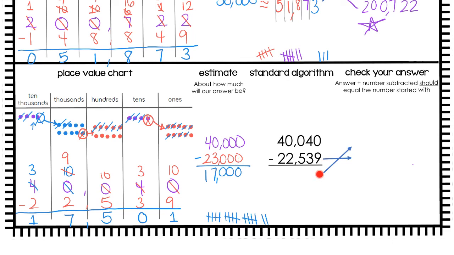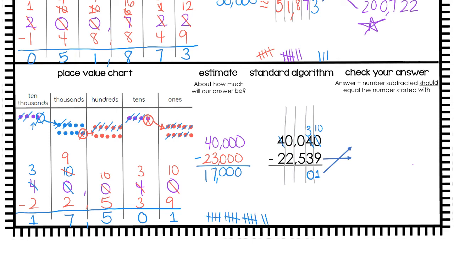Let's work in standard algorithm now. All right, in the ones, I have 0 ones. I cannot take away 9, so I must regroup from the tens place. Instead of 4 tens, we'll have 3 tens, and that gives us 10 ones. 10 minus 9 is 1. 3 minus 3 is 0. That one was easy. 0 minus 5. If I have 0, I cannot take away 5, so I have to say, all right, I cannot regroup from the thousands. I need to go to the 10,000s.